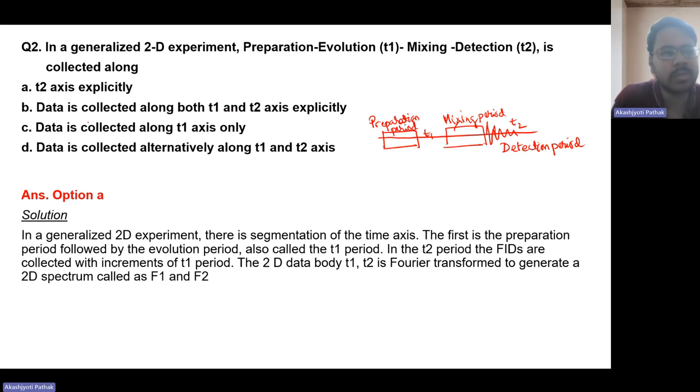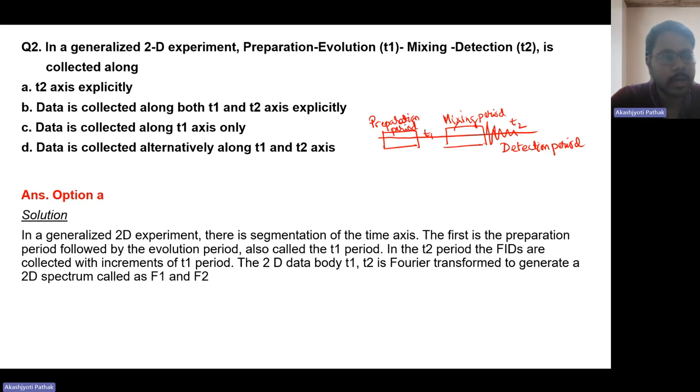The second option, data is collected along both T1 and T2 axis explicitly, is wrong. Data is not collected along the T1 axis. The information present in the T1 axis is Fourier transformed to get two different dimensions, F1 and F2. After the transverse magnetization, that information is collected, but the data is collected only during the T2 period.